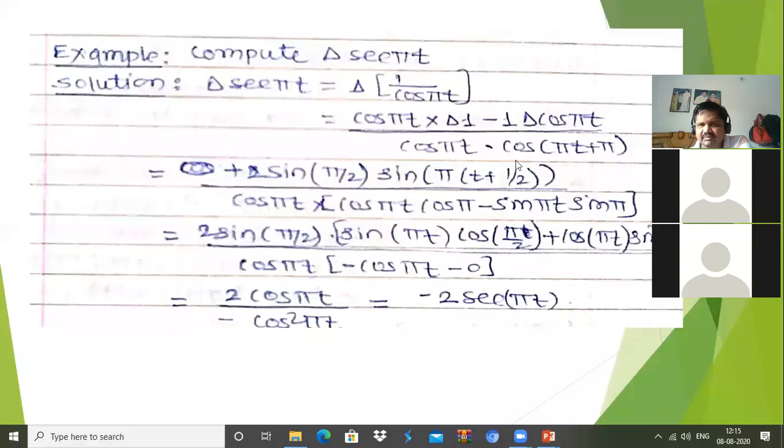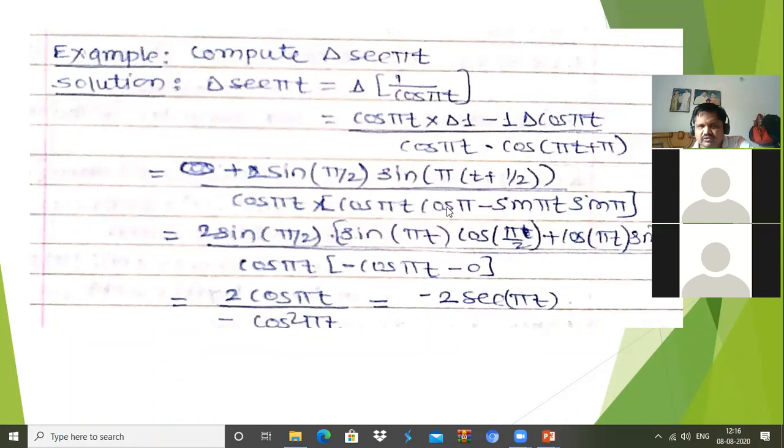t as it is, and this can be written as, now what is cos alpha plus beta? Cos alpha cos beta minus sin alpha sin beta. We have used this formula here. So in the bracket, cos pi t into cos pi minus sin pi t into sin pi there, which is equal to 2 into sin pi by 2 into now sin of pi into t plus 1 by 2. That means sin of pi t plus pi by 2. So that can be again expanded as sin pi t into cos pi by 2 plus cos pi t into sin pi by 2. Okay, divided by cos pi t into cos pi t cos pi.